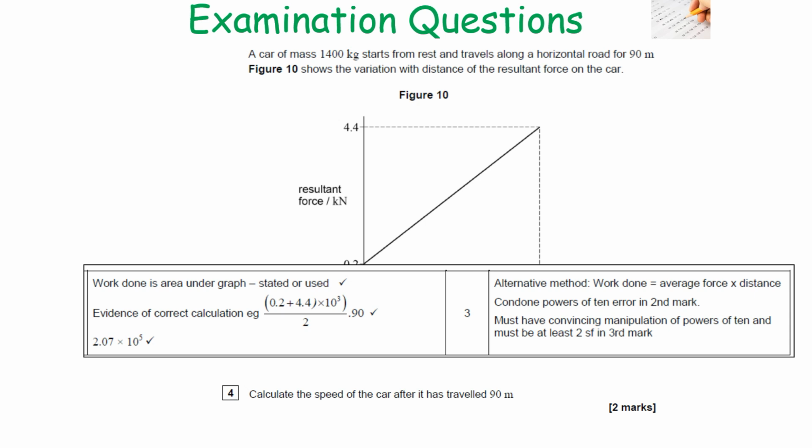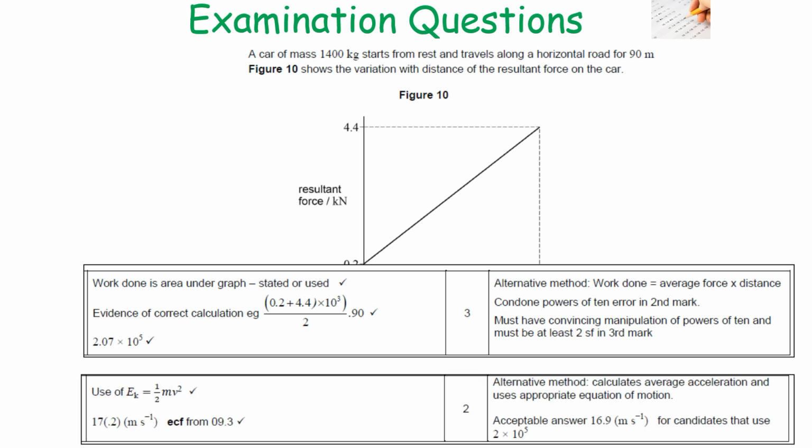Now the next question says, calculate the speed of the car after it has travelled 90 meters. Now the trick to this question is that we've just worked out the work done. The work done is going to be transferring energy from the previous energy store into the kinetic energy store because it's making the car go faster. So we can say our work done is equal to kinetic energy, and kinetic energy is equal to a half mv squared. So from our value of work done, we know that that's the kinetic energy store. We've got our value of mass from the previous part of the question, so you can work out v, and that's 17.2 meters per second.